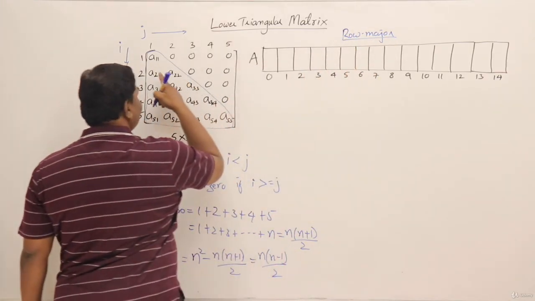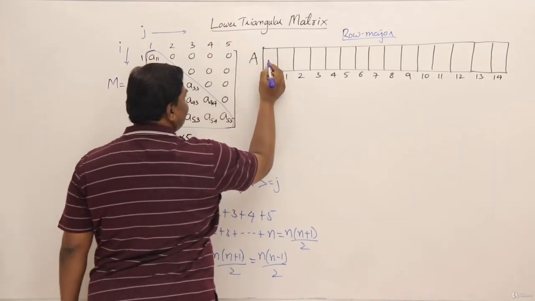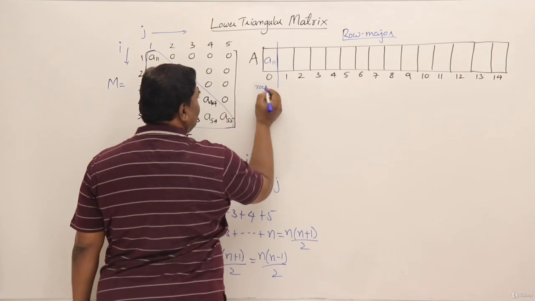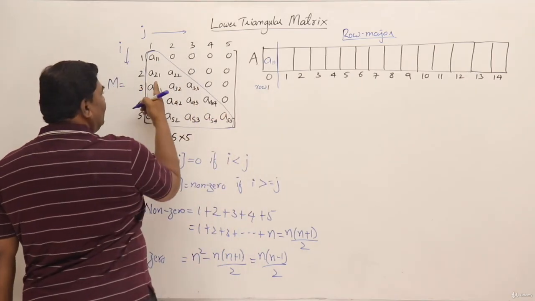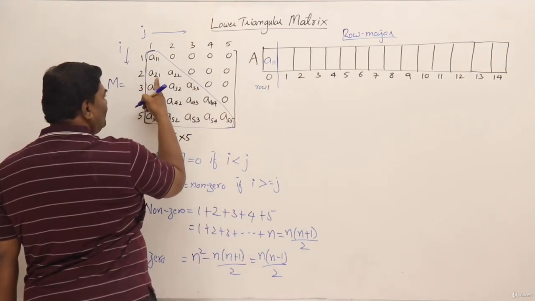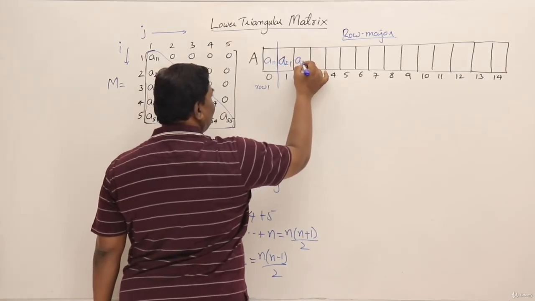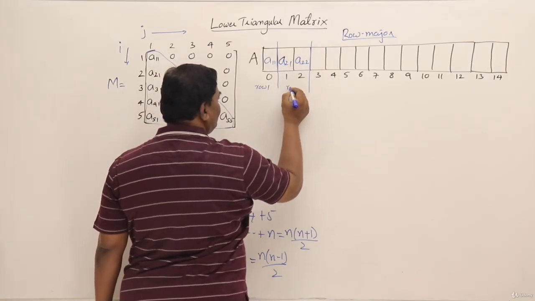I'll fill the elements row by row. First element, this is A11. So this is row 1. Then row 2, that is A21 and A22. So this is row 2.